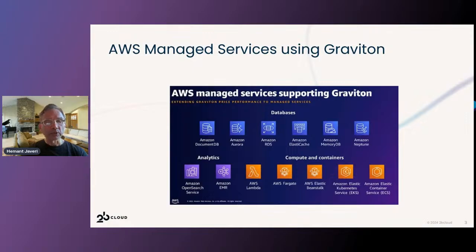If you're using OpenSearch or the EMR capability on Hadoop, those are also available on the Graviton processor. I believe in the previous webinar I did, I showed a SageMaker hosted on the Graviton processor. So there's a whole bunch of options where you can use the managed services, host them on Graviton, and save about 40% of the price performance cost.